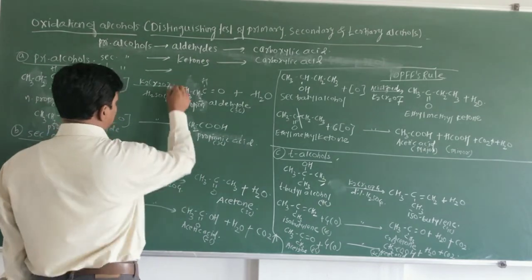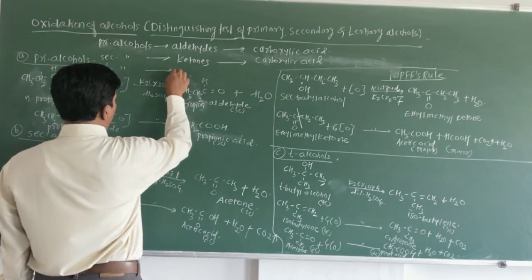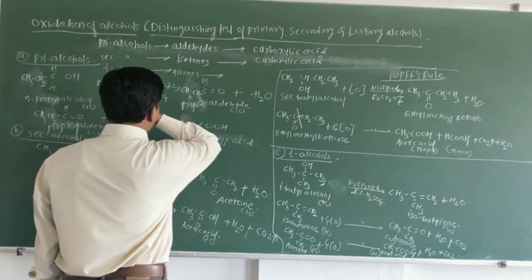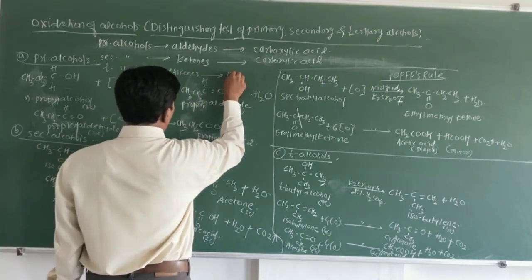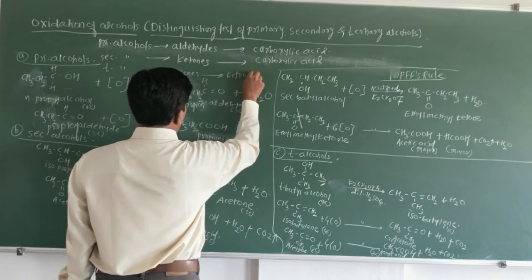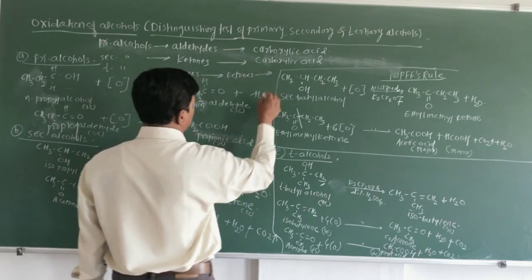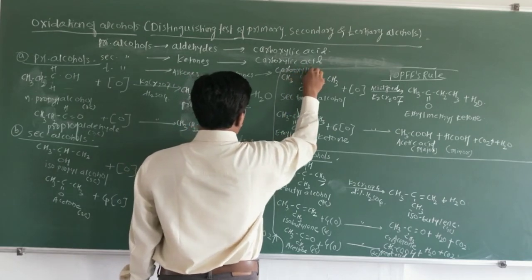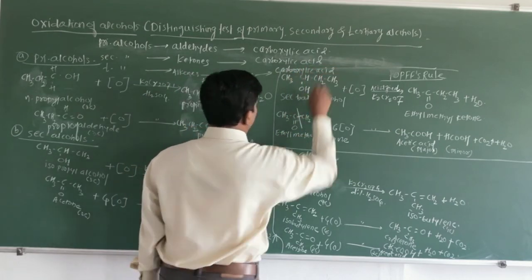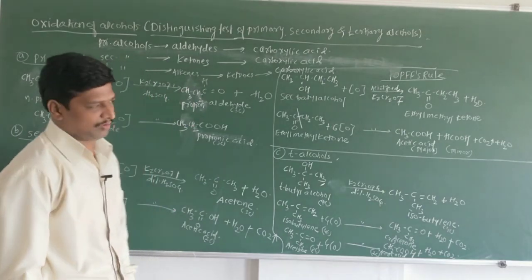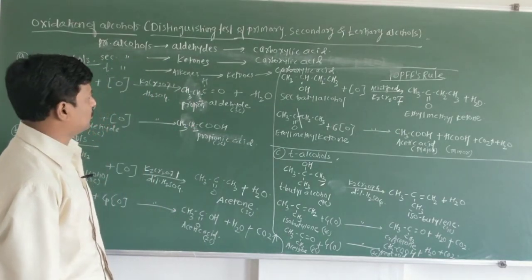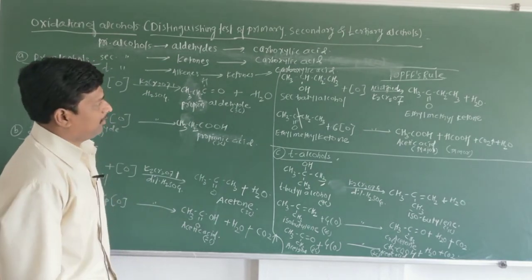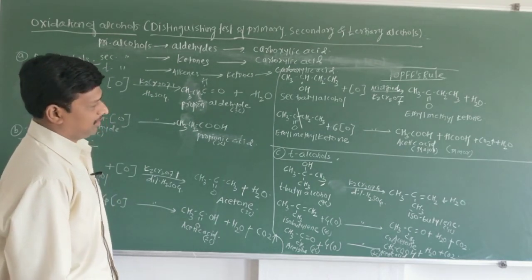dehydration, means they give alkenes, and alkenes on oxidation give ketones, and ketones on oxidation give finally carboxylic acid. So this is the difference between these three oxidations of the primary, secondary and tertiary alcohols. That's why it is a distinguishing test between primary, secondary and tertiary alcohols.